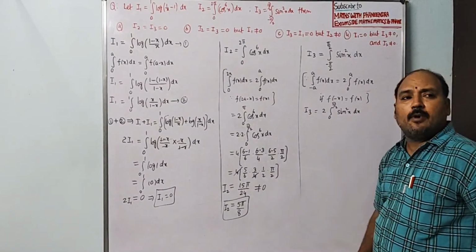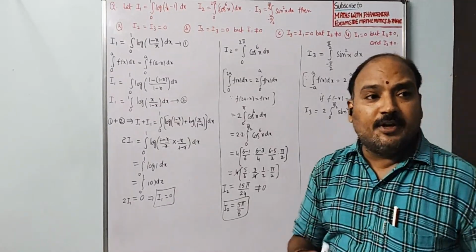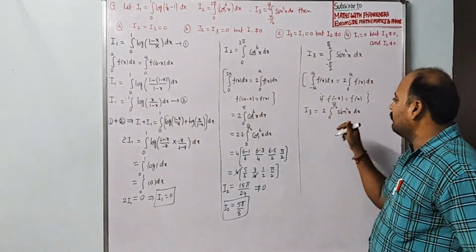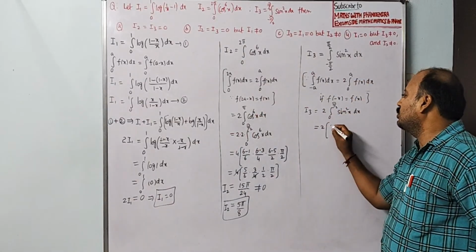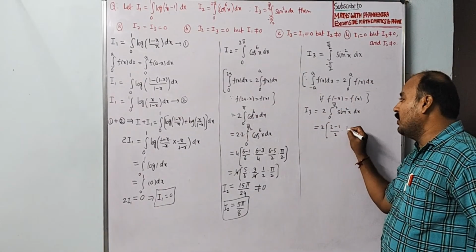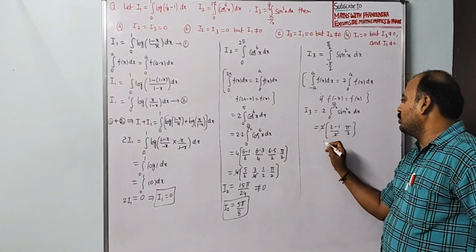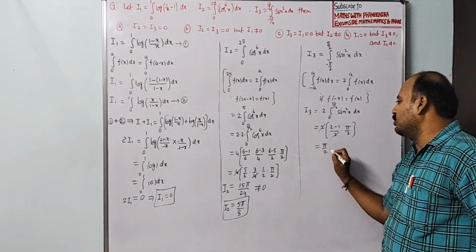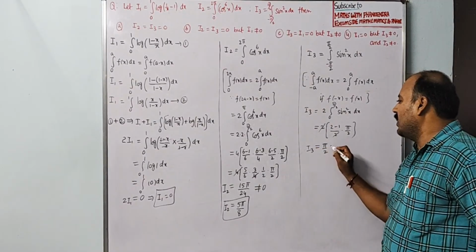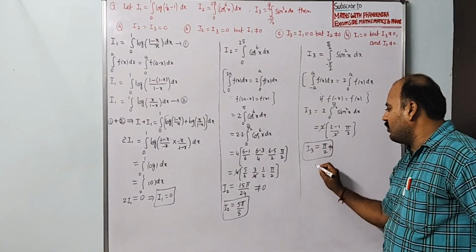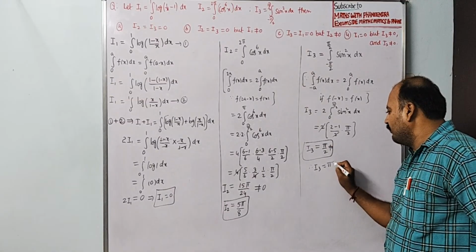Again, you have to apply the property formula integral 0 to pi by 2 sine power nx dx when n is even number. So 2 into 2 minus 1 by 2. Here 1 by 2 we got. Multiplying by pi by 2. So here 2 gets cancelled. The answer is pi by 2. I3 equal to pi by 2. It is not equal to 0. Therefore, I3 value is pi by 2.